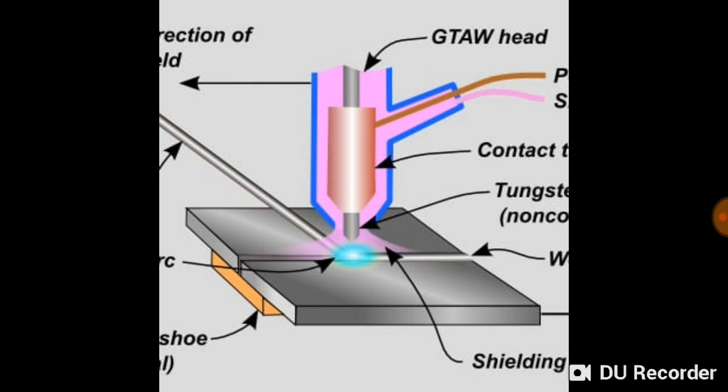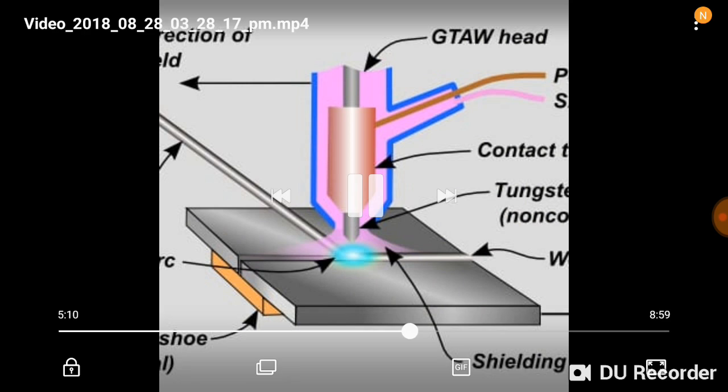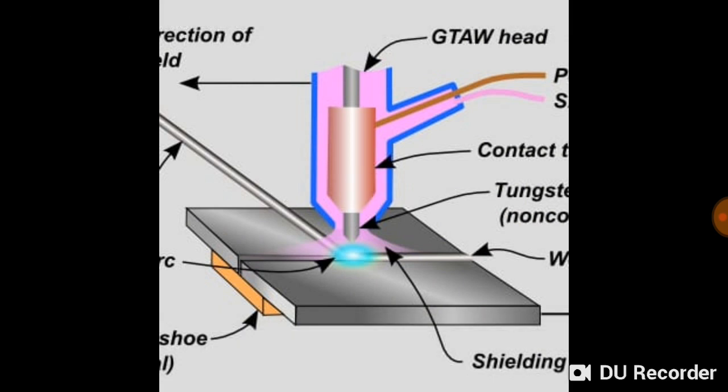This is the welding process. As you can see, the two plates are being joined in this process. So this is the welding process.